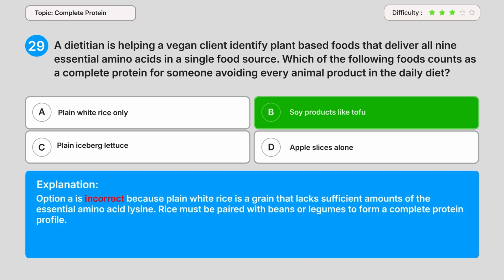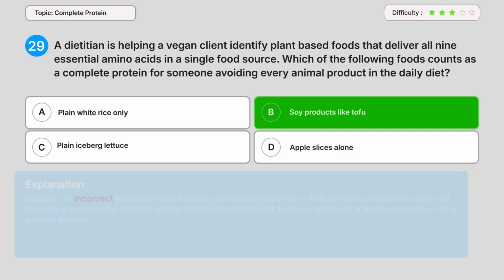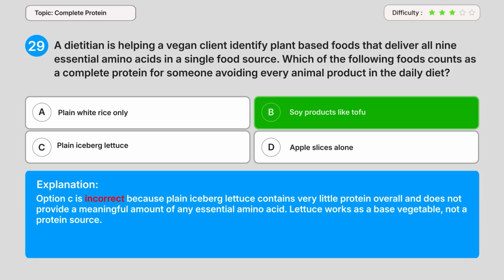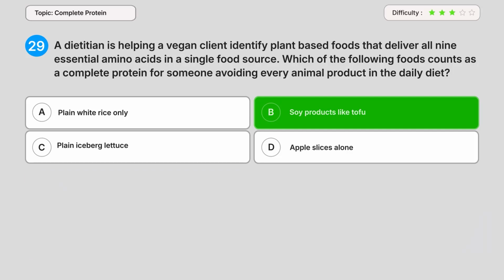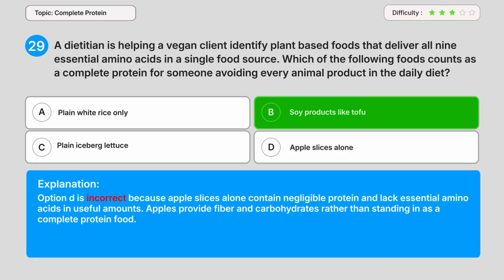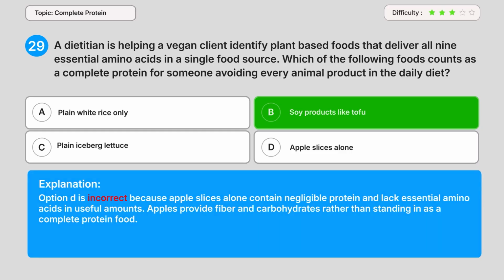Option A is incorrect because plain white rice is a grain that lacks sufficient amounts of the essential amino acid lysine. Rice must be paired with beans or legumes to form a complete protein profile. Option C is incorrect because plain iceberg lettuce contains very little protein overall and does not provide a meaningful amount of any essential amino acid. Lettuce works as a base vegetable, not a protein source. Option D is incorrect because apple slices alone contain negligible protein and lack essential amino acids in useful amounts. Apples provide fiber and carbohydrates rather than standing in as a complete protein food.